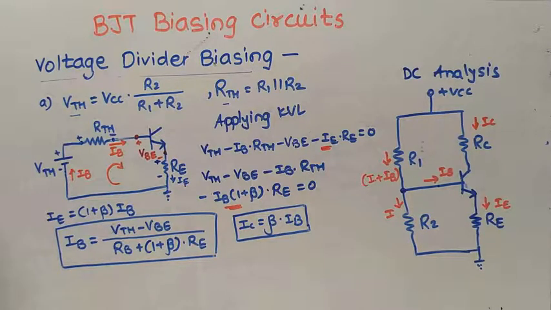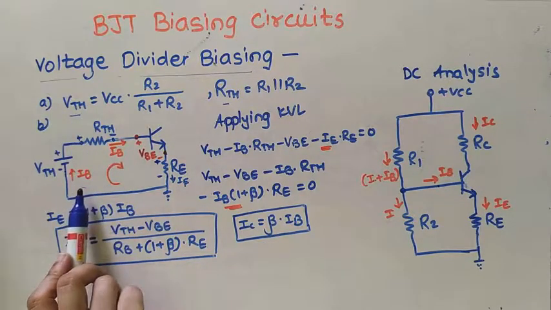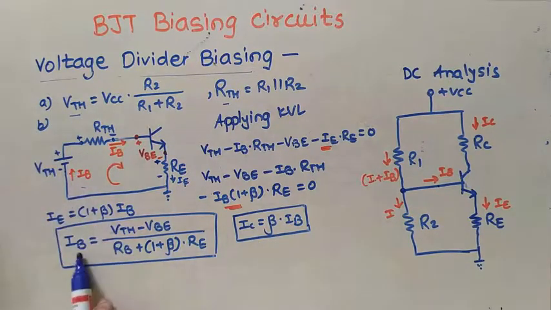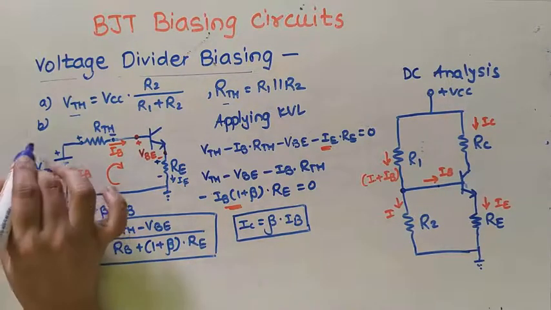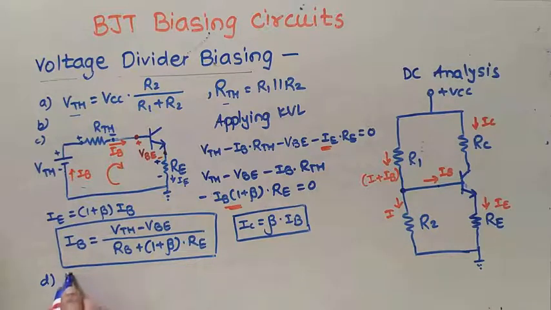So here we have completed the two steps. In A, we have obtained the Thevenin's equivalent circuit, in B we have calculated the value of IB, and in step C we have calculated the value of IC. Now only step D is remaining, that is the fourth step, where we have to obtain the expression for VCE, and for that VCE we have to consider the collector loop.